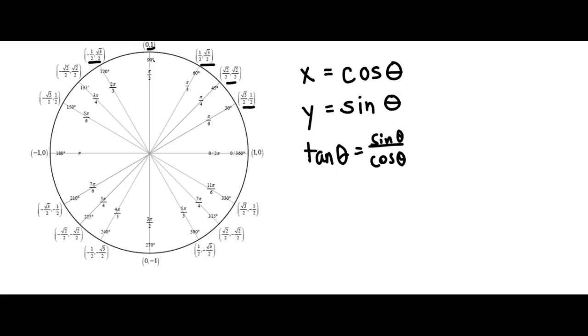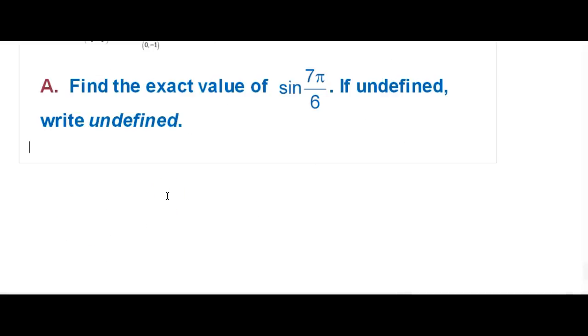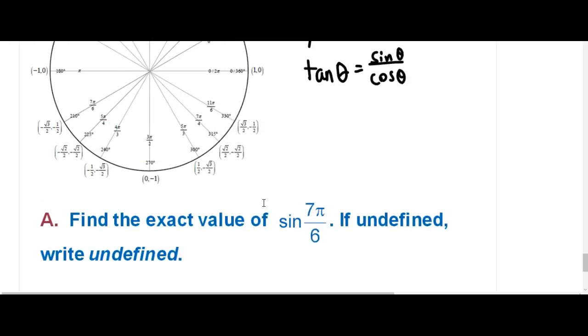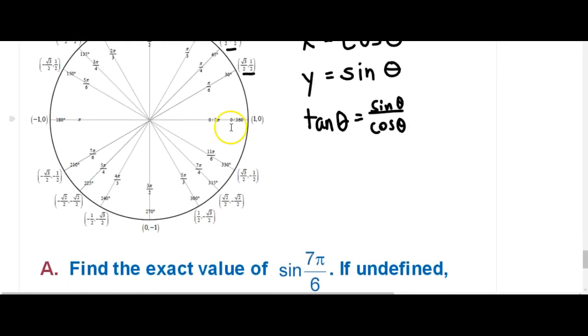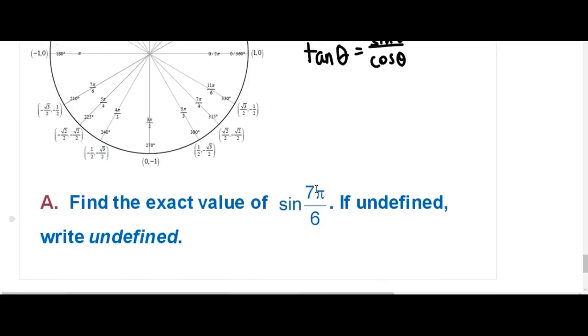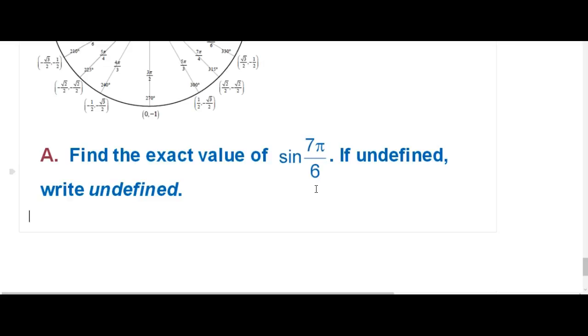So let's go ahead and look at a couple. First, we have the sine of 7 pi over 6, which would be 1 pi over 6 past 6 pi over 6, which is 1 pi. So we have it here at 7 pi over 6. And notice that the corresponding point there is negative root 3 over 2 and negative 1/2. Sine corresponds to y. So my answer there is negative 1/2.